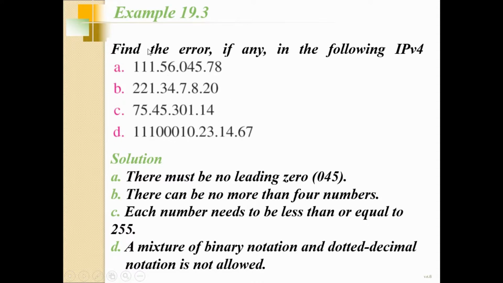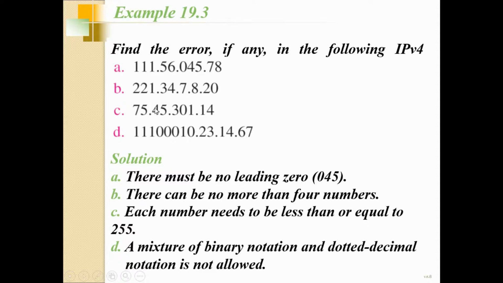Now we come across the format in which there are errors in IPv4 addressing. So if we look at the first example, which is given as 111.56.045.78, in this address there must be no leading zeros. The format should not have a leading zero in any of the octets, so this is invalid.